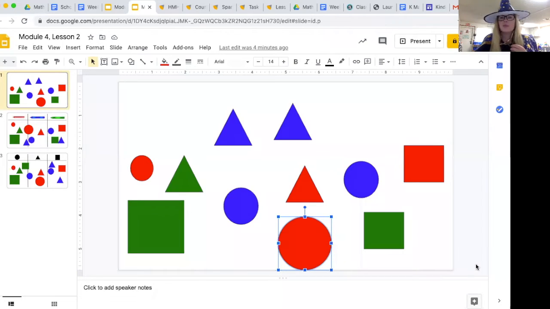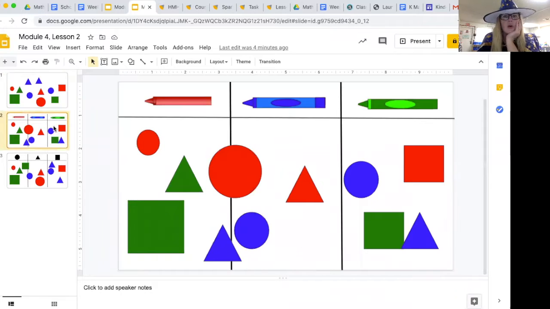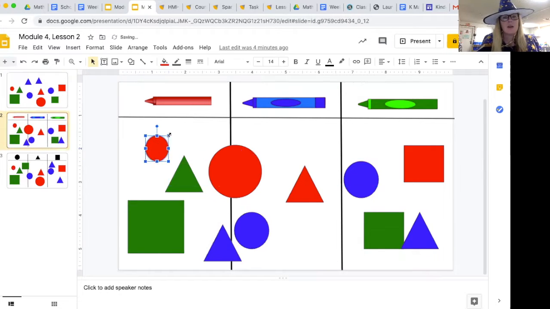So let's get started. Look here. I have all of these shapes in lots of different colors. So we can sort them, we can classify them, we can group them by color, which is what we did yesterday. What does that mean? Look, I have 3 columns, a red column, a blue column, and a green column. We're going to take any that belong in red and put them in this column, and any that belong in blue and put them in this column, and any that belong in green and put them in this column.